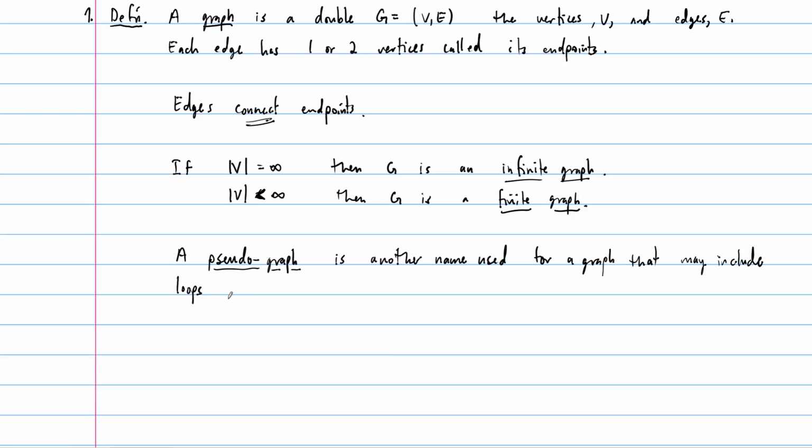Could contain loops and possibly many edges connecting the same pair of vertices. And by many, I usually mean more than two. All right. So we know that in a digraph, order matters, right? So then there can be two different edges that connect the same pair of vertices, but they're different because the order matters. Same pair of vertices.